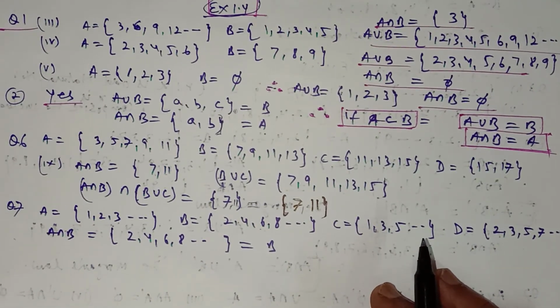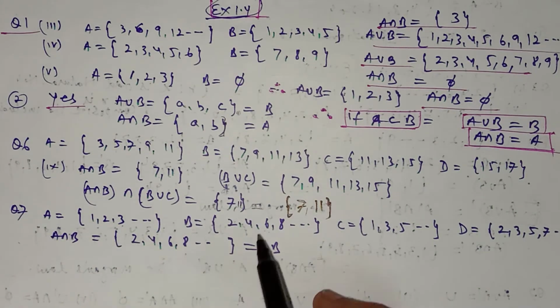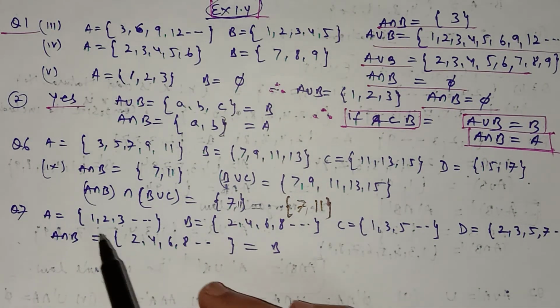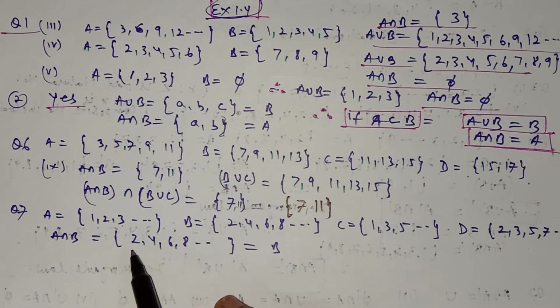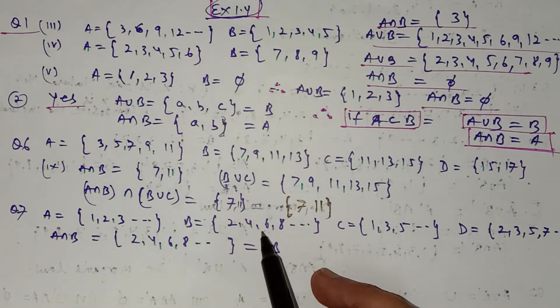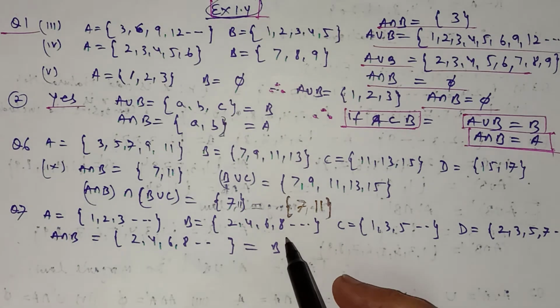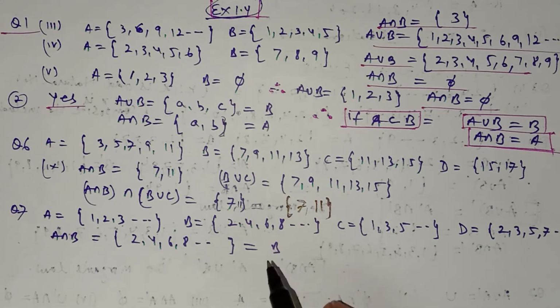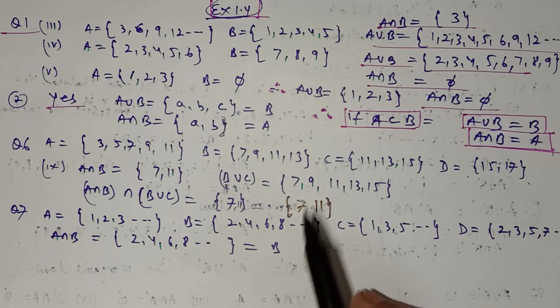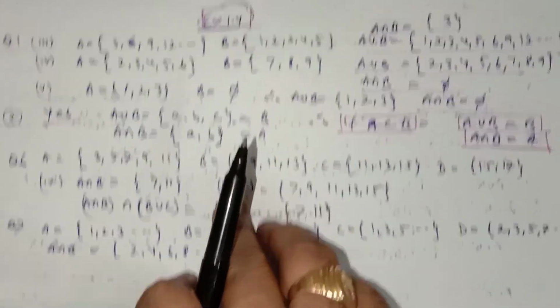And in the first part, you have to find A intersection B, which is coming out to be 2, 4, 6. If you find the common elements of these, 2, 4, 6, 8 will be in this. The common element will be this, which is coming out to be B. If the question is given in the set builder form, you try to write the answer in the set builder form also. So like this, you can do question number 7.